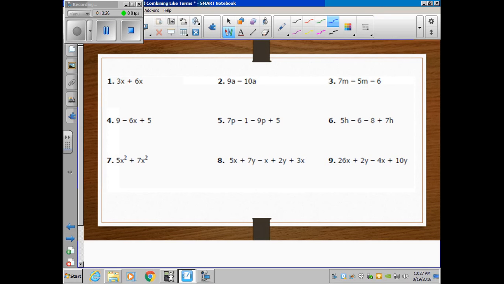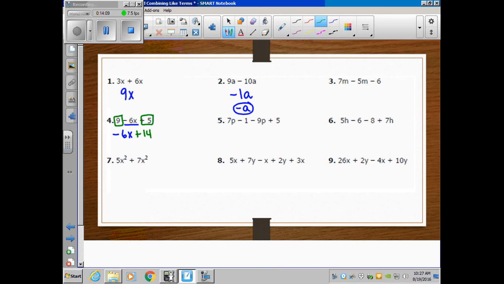All right, let's take a look at number 1. 3x plus 6x. You add 3 and 6 to get 9x. Number 2, 9a minus 10a. 9 minus 10 is a negative 1, and all you have to do is write the negative and the a. You do not have to write the negative 1. How about number 4? We've got negative 6x, which is by itself. There are no like terms there. Then you have a 9 plus a 5, and that's going to give you a plus 14. So we've combined what we could, which is just the constant terms.